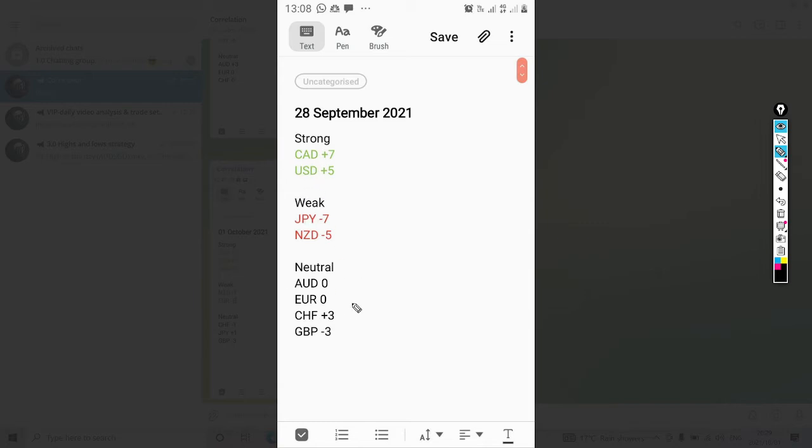28th of September. Let's look at the Canadian dollar. The Canadian dollar was bullish with +7. +7 is a very big number that tells us that the market is still going to buy. And on the other side, the euro was neutral. That is also fine when we pair a neutral currency with a strong currency, because we know that we are going to find a trend, obviously, a trend with a very nice pullback.